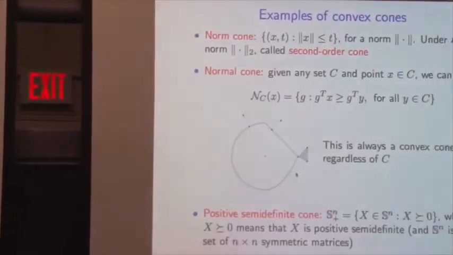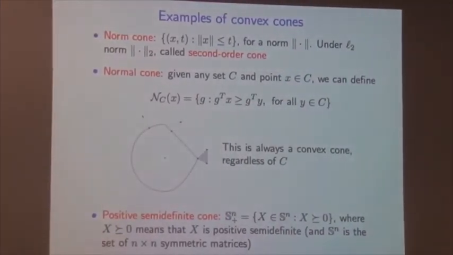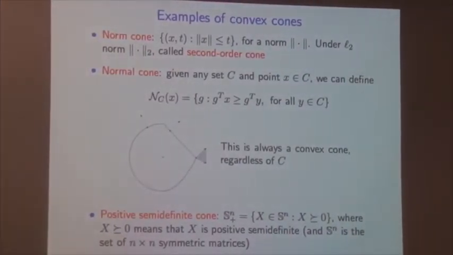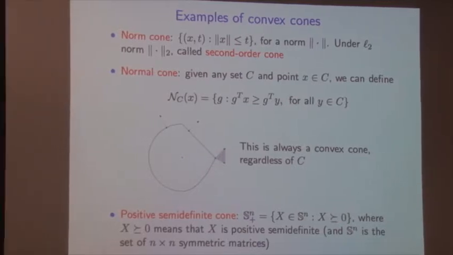A normal cone is something different. That's different than a norm cone, even though the names sound the same. A normal cone is associated with a set C and a point in that set. And we'll see this is actually very important. We'll revisit this a bunch of times.